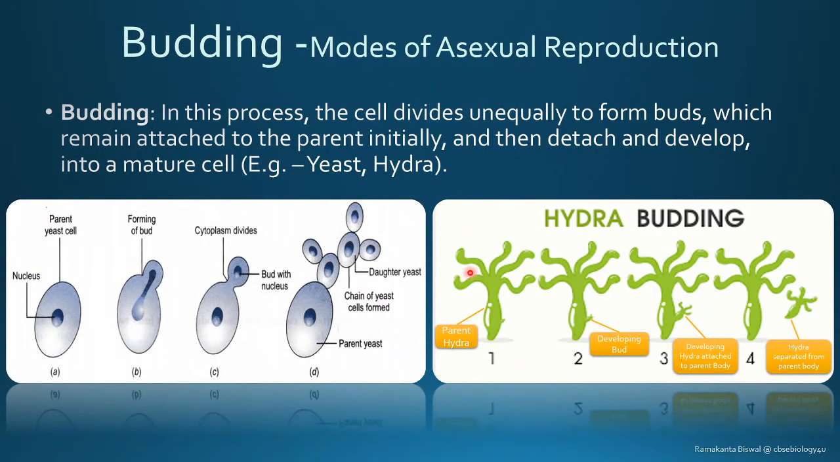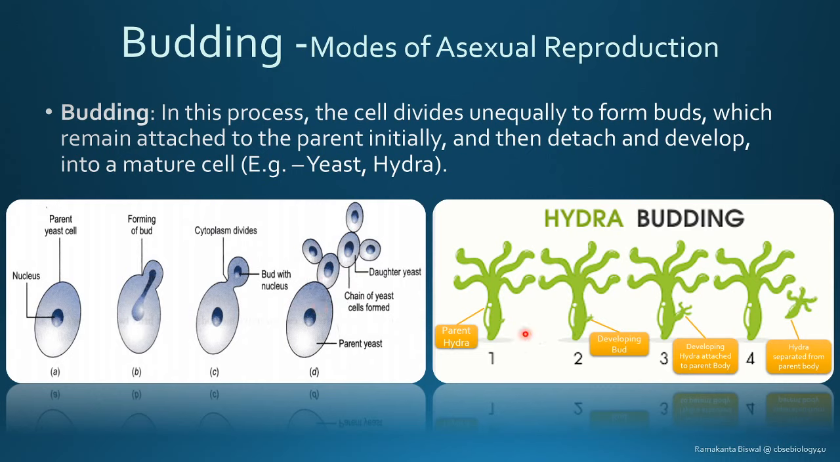Now coming to the budding part, we all know it typically happens in yeast or hydra. Yeast is a single unicellular eukaryotic cell. And here you can see how the small bud is formed, as the nucleus divides. What always happens is karyokinesis occurs, followed by cytokinesis. Thereby first the bud is formed, and then it divides again and again to form a number of daughter yeast cells, through a chain of yeast cells.